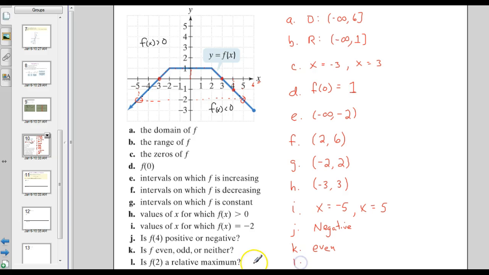Alright, and then L. Is f of 2 a relative maximum? f of 2 right here. Is that a relative maximum? No. Now why? Because to be a relative maximum, we have to go from increasing to decreasing, and we went from constant to decreasing. So it's not a relative maximum.